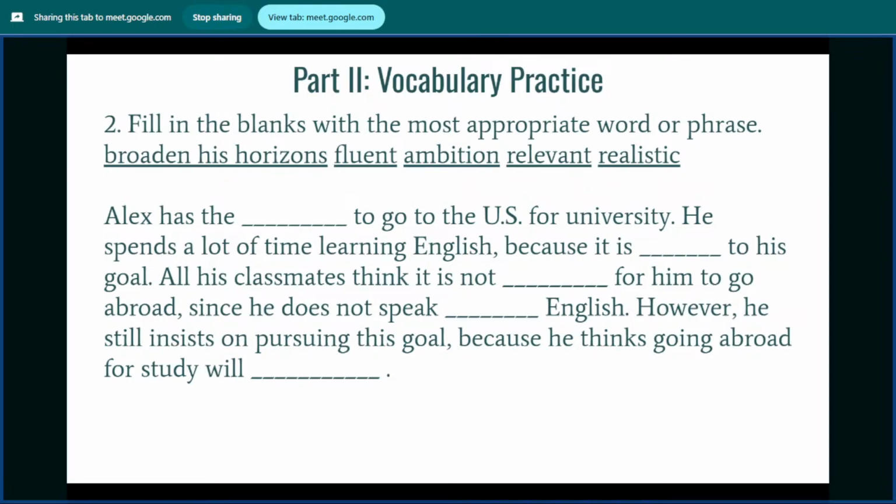Broaden his horizons, what does that mean here? Will increase the scope, basically. Yeah, it will give him more options.